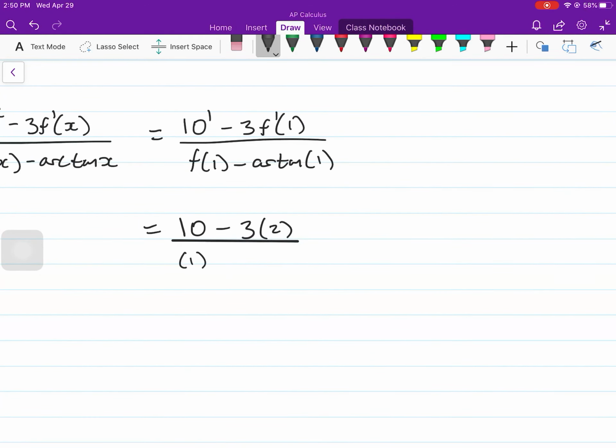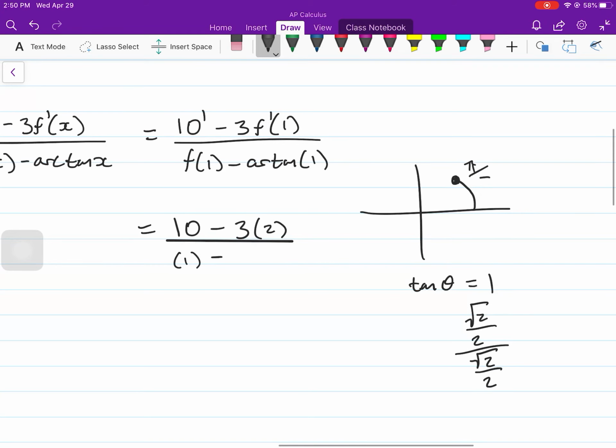Now here's where things get a little more difficult. And I understand if you're a little more confused here, but arctangent of 1, what in the world is that? Well, if you think about the unit circle, we're going to do a little bit of backward stuff here. When does tangent, and most of us know this one, when does tangent equal 1? Well, I'm picturing that time on the unit circle when you have square root of 2 over 2 over the square root of 2 over 2, which happens right here at pi over 4.